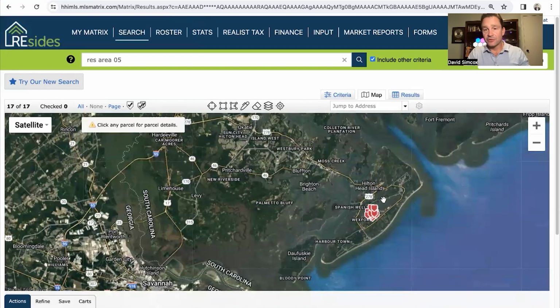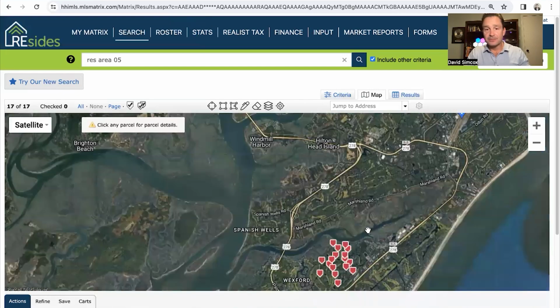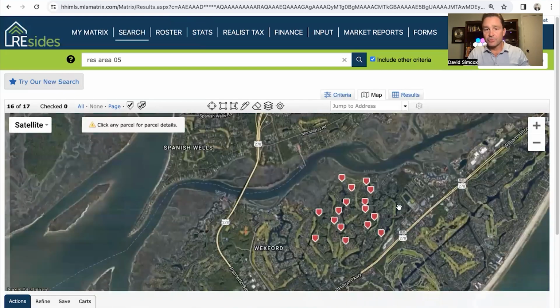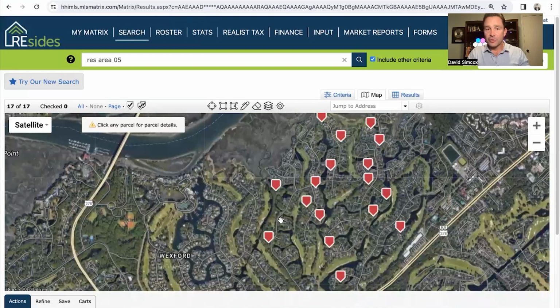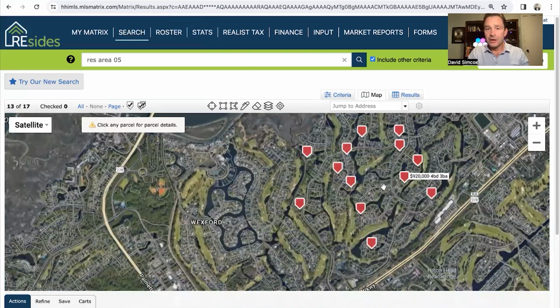So if I zoom out, you can see here, and if I zoom in, you can see right here, it's next to Wexford, which we'll talk about later.